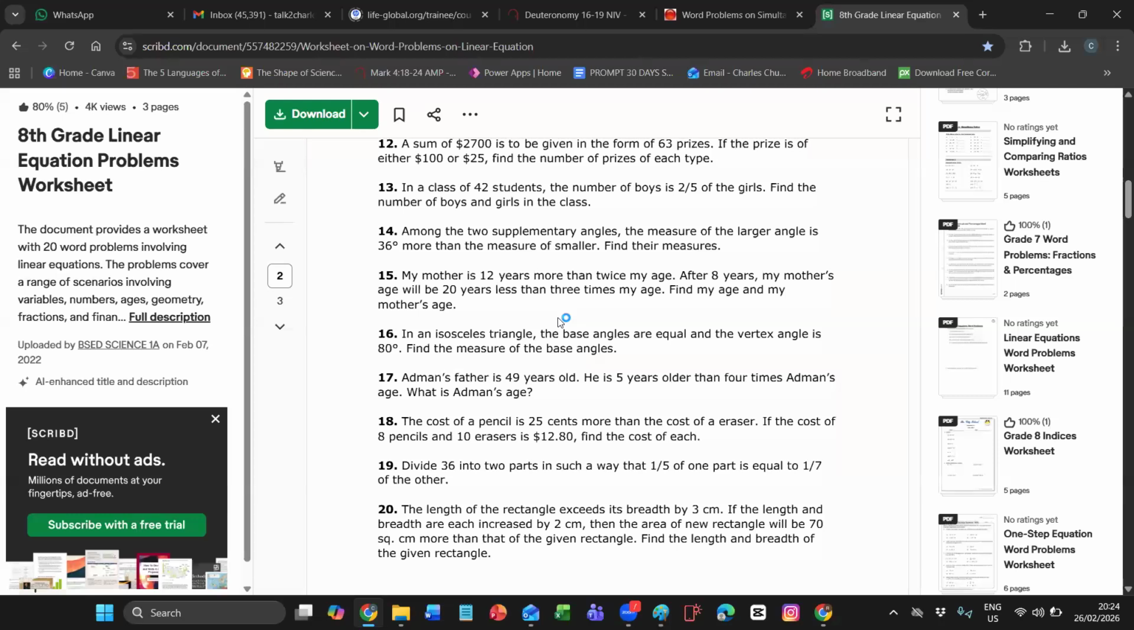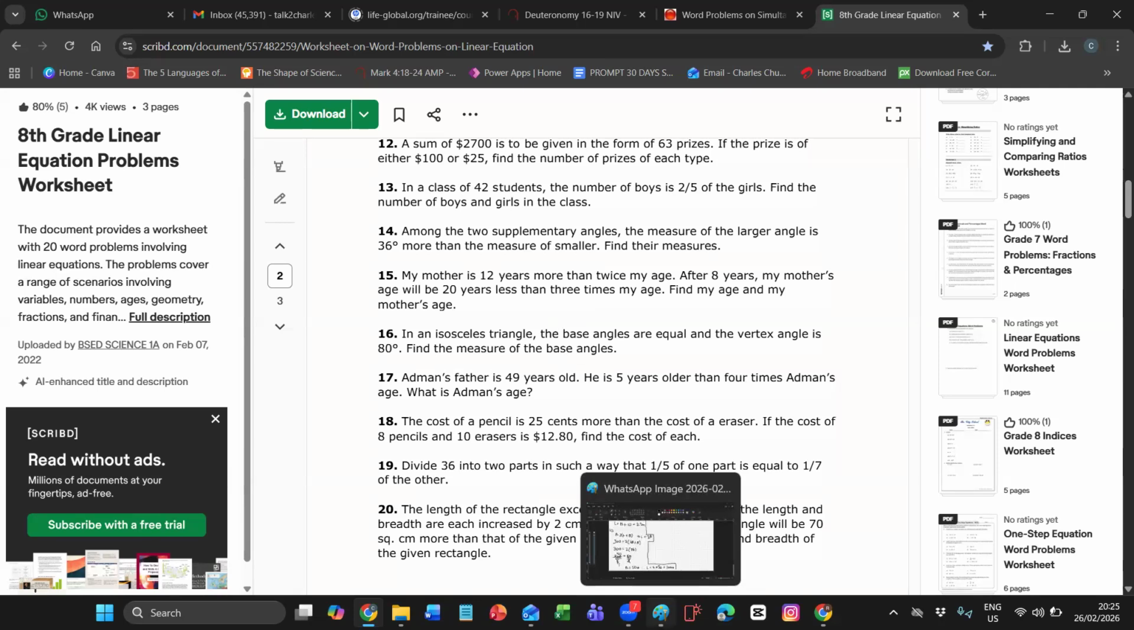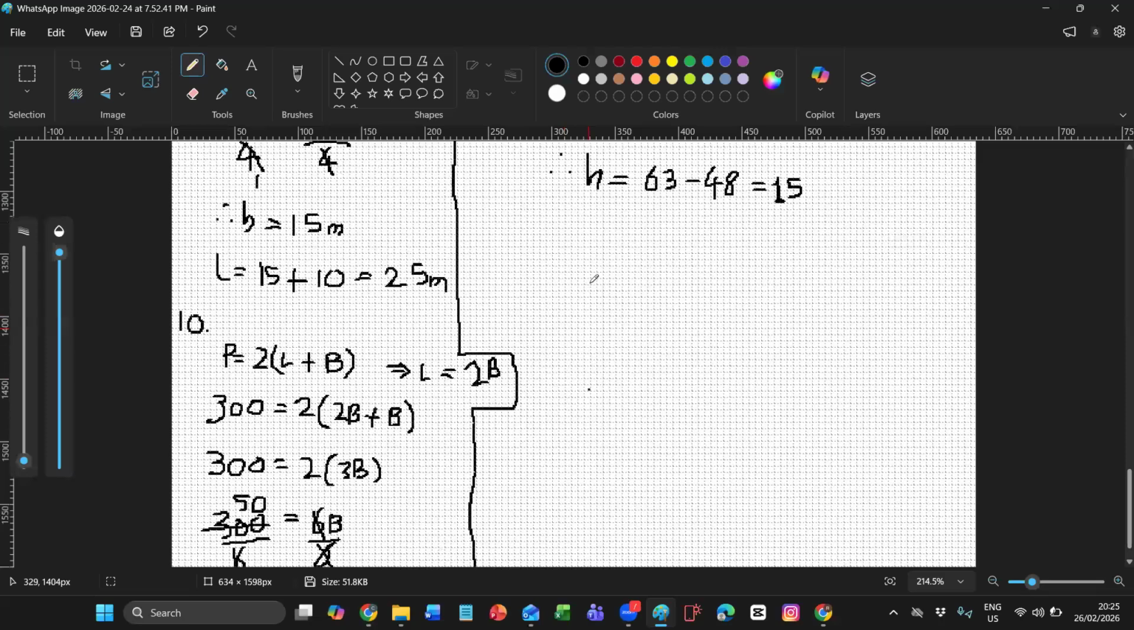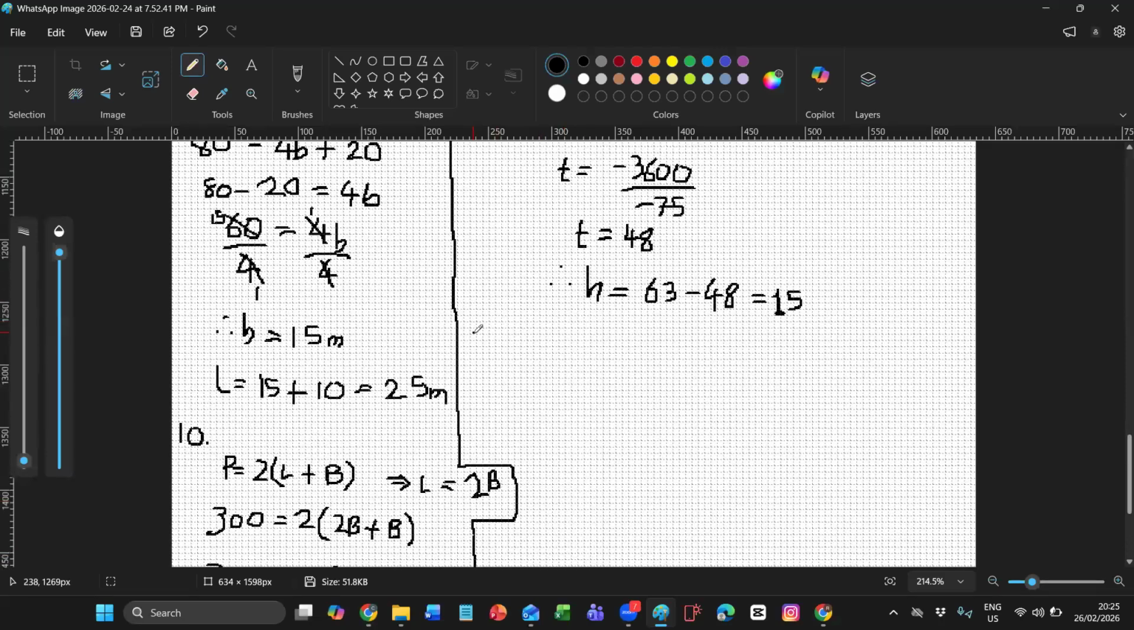Number 13 says, in a class of 42 students, the number of boys is two-fifths of the number of the girls. It now says find the number of boys and girls in the class. I think this one is relatively easy. So that we don't confuse things, you notice something? They said in a class of 42 students. So that means 42 is the total, right? Yes, sir. Okay, so let's just put number 13 there.